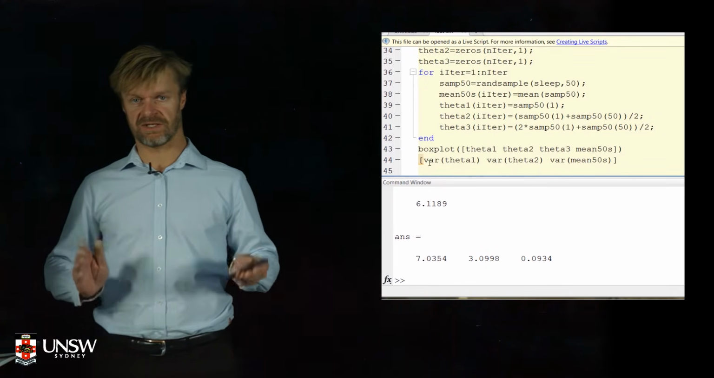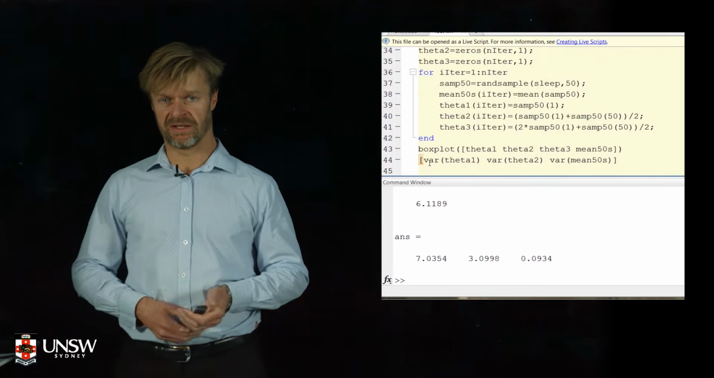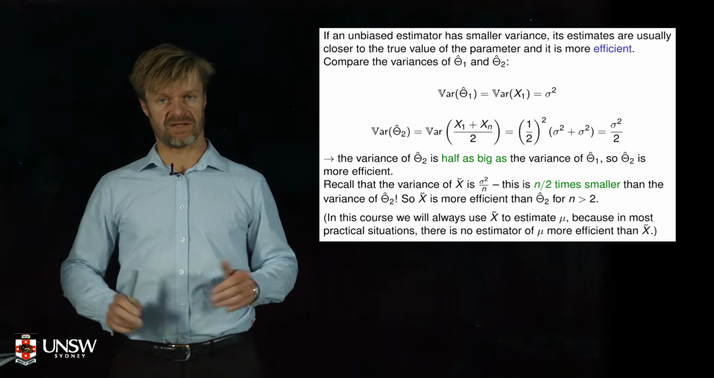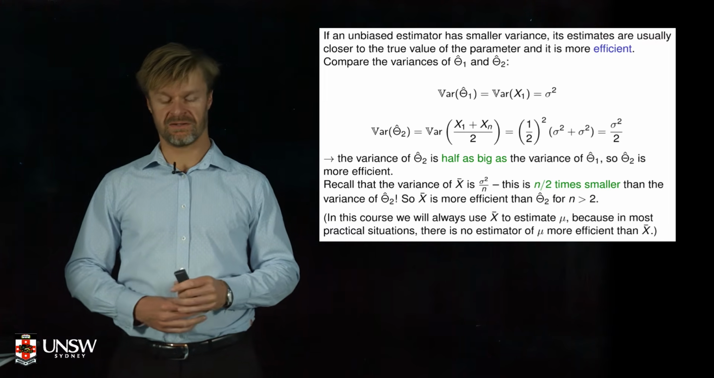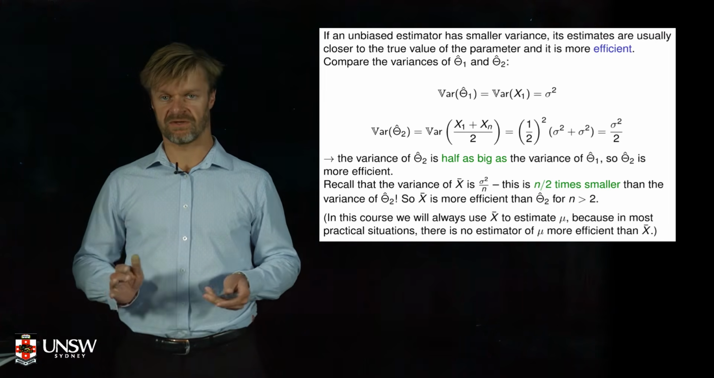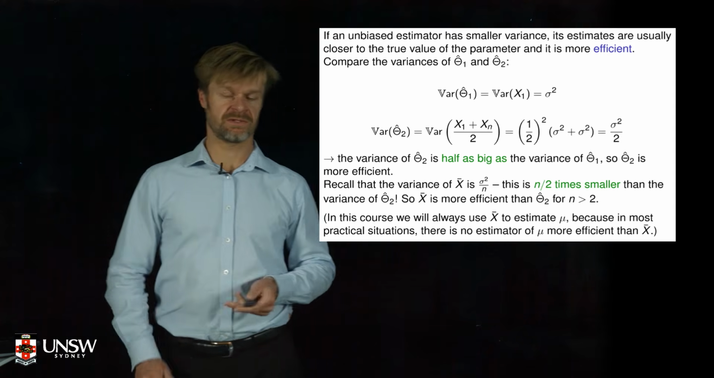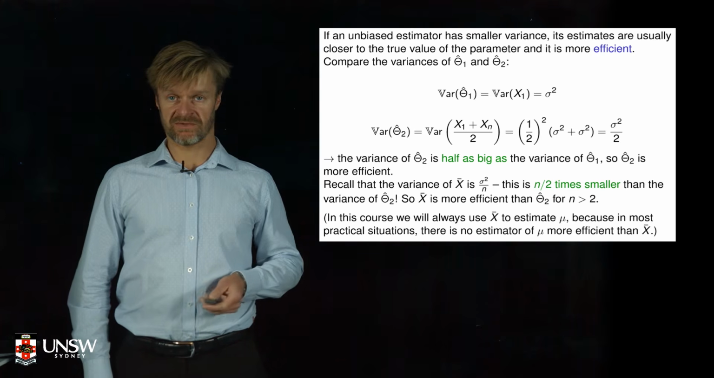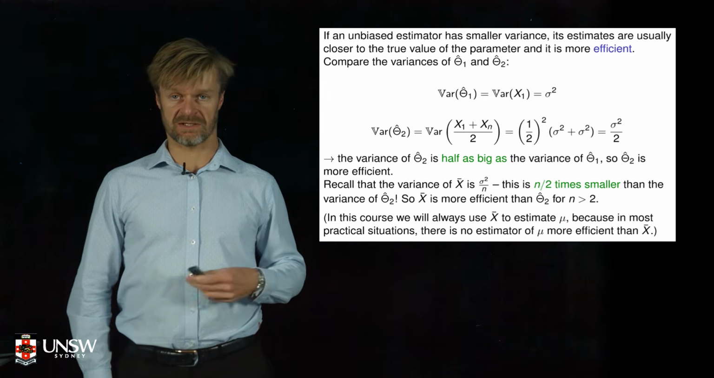So the winning estimator out of these ones is x bar, and in fact, in most practical situations, there isn't a better estimator than x bar. So for most of the time, if you're interested in a mean mu, you would use x bar, and that's what we'll do in this course because it's unbiased and it's more efficient than other estimators that are out there.